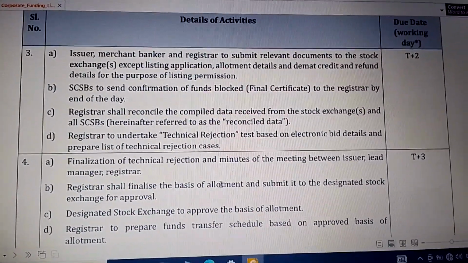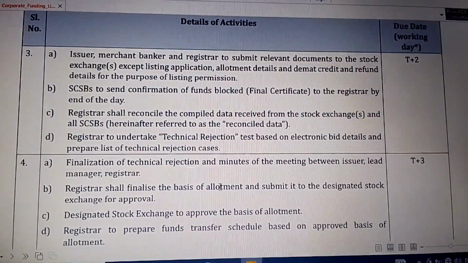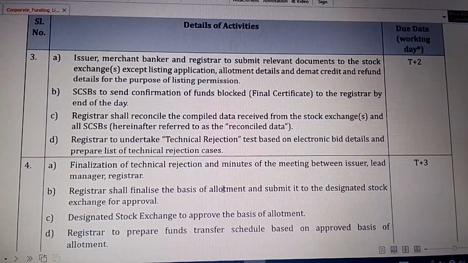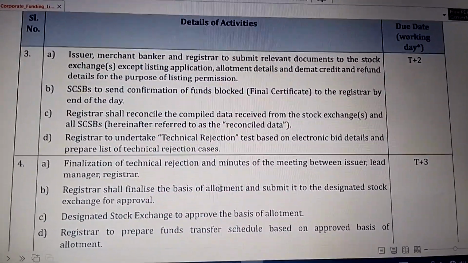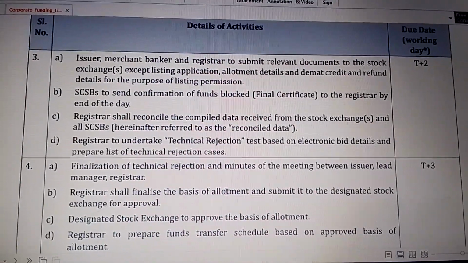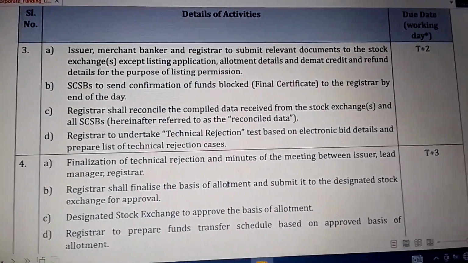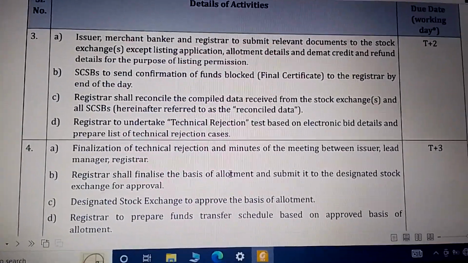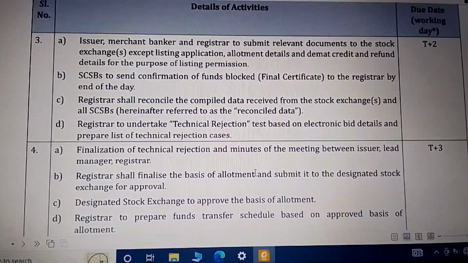T+2 day. Now SCSBs to send the confirmation of the funds blocked, final certificate, to the registrar by the end of the day. Registrar shall reconcile the compiled data received from the stock exchanges and the SCSBs, hereinafter referred to as the reconciled data. Registrar to undertake the technical rejection test based on the electronic bid details and prepare the list of the technical rejection cases. Now fourth point, finalization of the technical rejection and minutes of the meeting between issuer, lead manager, registrar.